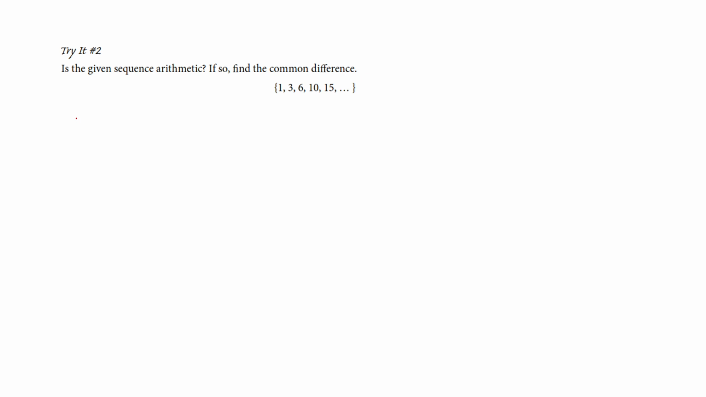Okay, let's try another one here. I've got 3 minus 1. I'm taking the second term minus the first. I get 2. 6 minus 3, so I'm taking the third term minus the second, and I get 3. I can already tell this is not arithmetic because it's not a common difference every single time. An arithmetic sequence will just add the same number to every iteration. So this is not.